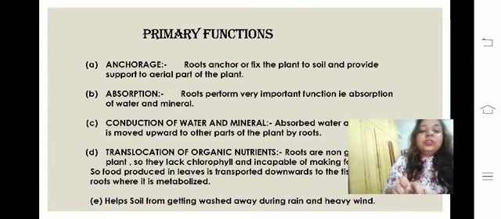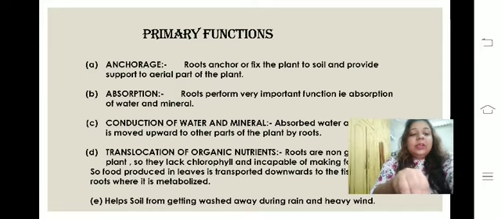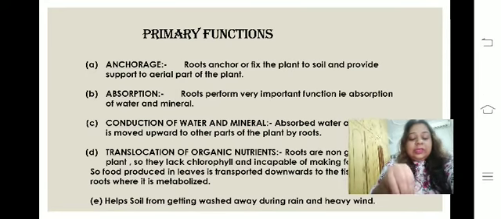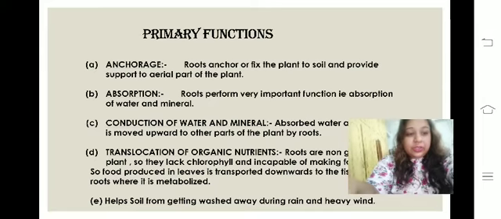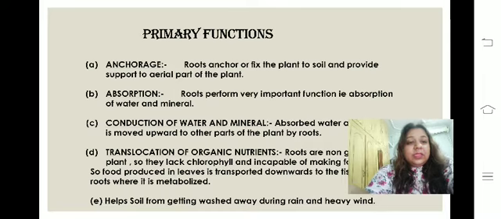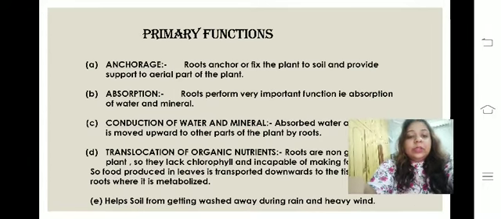So the main function of this root is to provide the support and fix that plant deeply straight into the soil. So this is the first main function which roots are doing, that is anchorage. It fixes the plant to the soil and it provides the support to the aerial part of the plant.